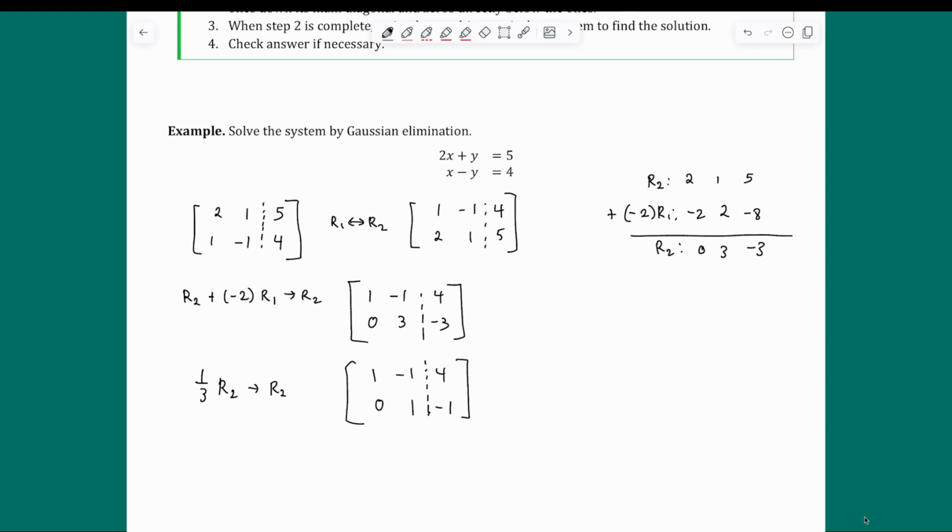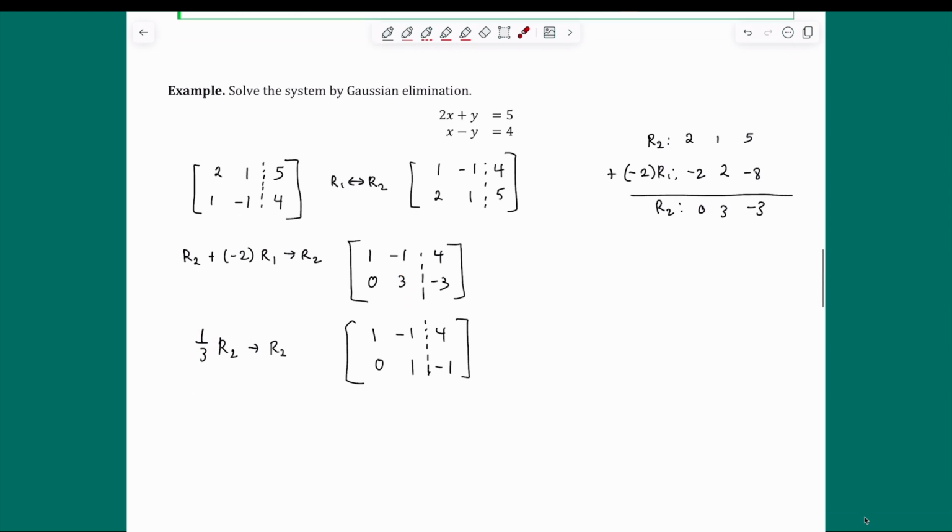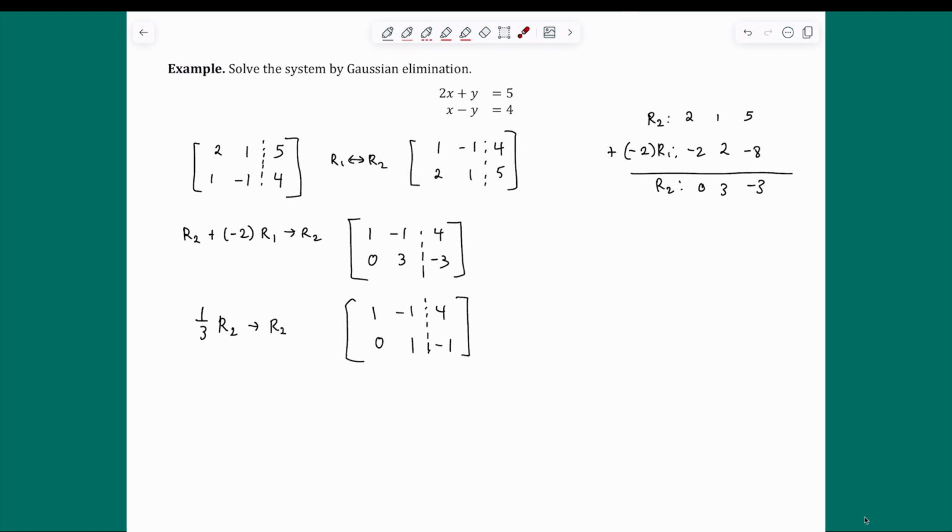Alright, and you wonder, why did I choose 1/3? Well, the idea is to make this a 1. And so basically, I just need to multiply by the reciprocal of that. And so that's why it's 1/3. Okay, so that's row echelon form right there.